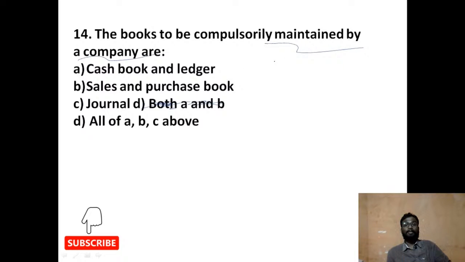Yeah, Archana, very good. So all the books have to be compulsorily maintained. So option D is the right answer. Yes, guys.